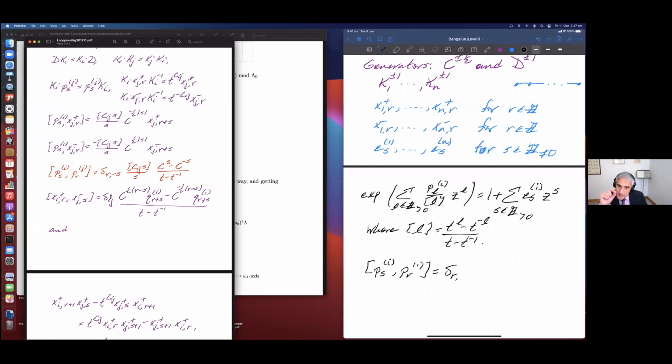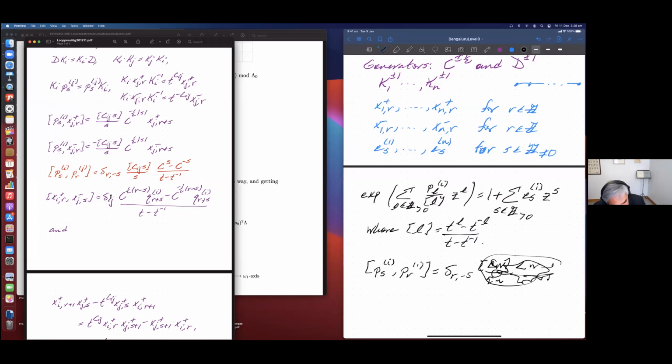Unless you bracket P_s with P_{-s}, it's 0. So if you bracket P2 with P3, the bracket is 0. So there's a lot of commutativity here. And then there's some constant, and then some constant, some constant.